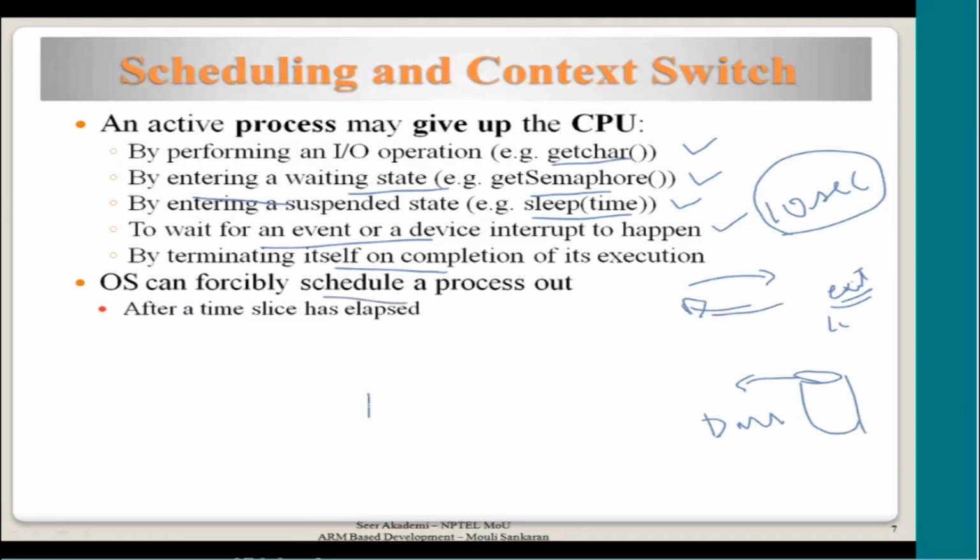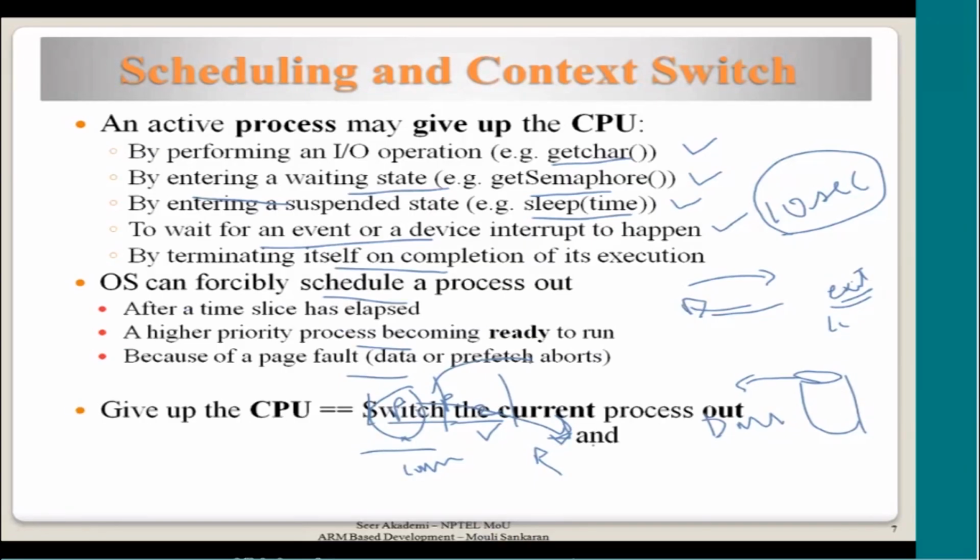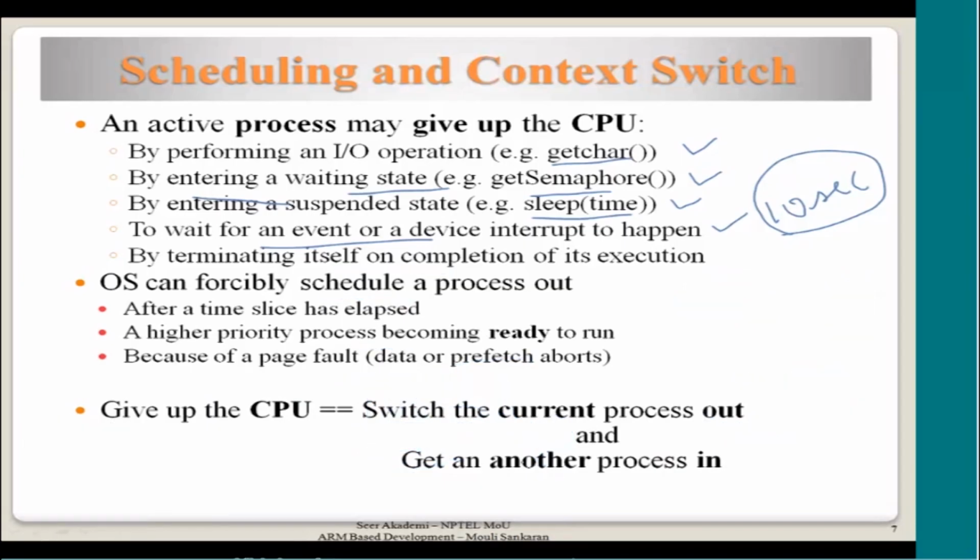There are some scheduling mechanisms where each process is given a time slice to run. So the OS may decide that your time of 10 milliseconds or whatever is over. So this has to go out, and another process which is in the ready queue may come. Then there is priority. A new process with a higher priority has become ready. So whatever may be the state of the low priority process, it should be thrown out, and the higher priority task should come in. Or a page fault: the current process has accessed something and a page fault has happened. Then also there is the possibility of a new process coming.